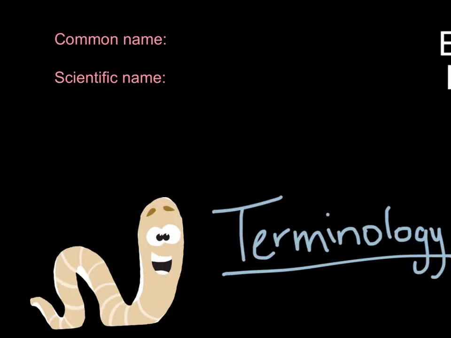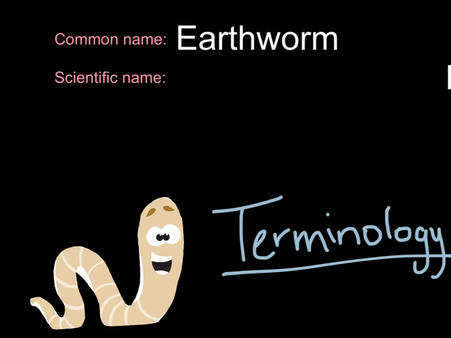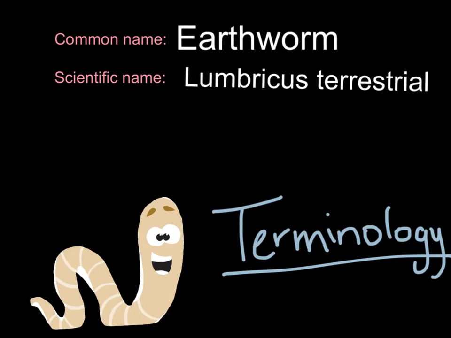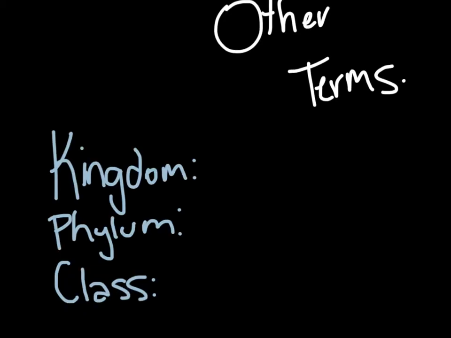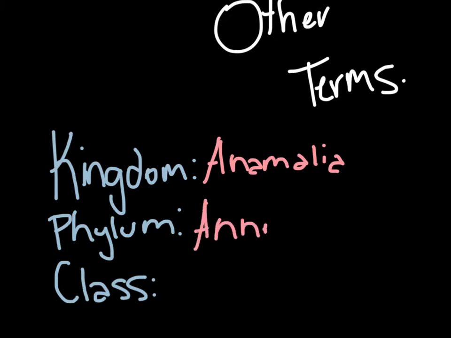The common name for an earthworm is, obviously, an earthworm, and the scientific name of an earthworm is Lumbricus terrestris, which is basically worm of the earth. The kingdom of an earthworm is obviously Animalia. The phylum of an earthworm is Annelida. And the class of an earthworm is the Clitellata.